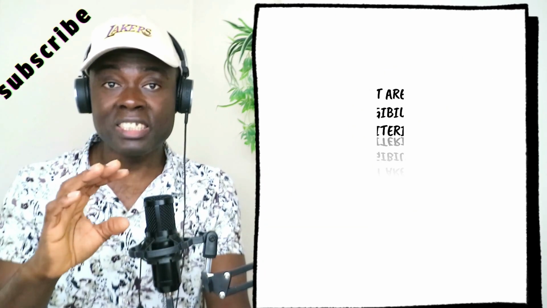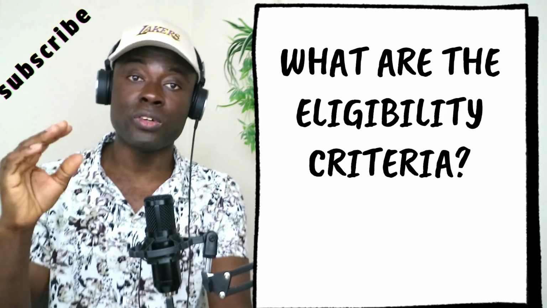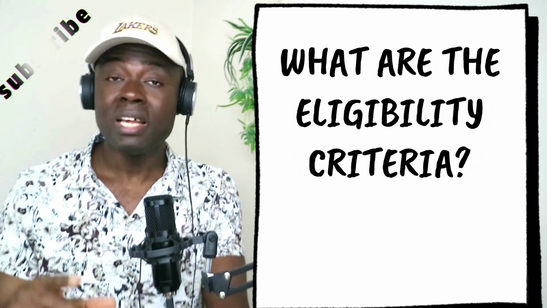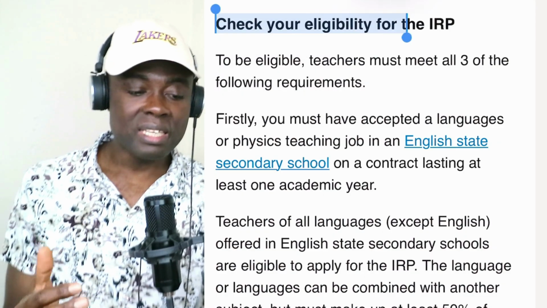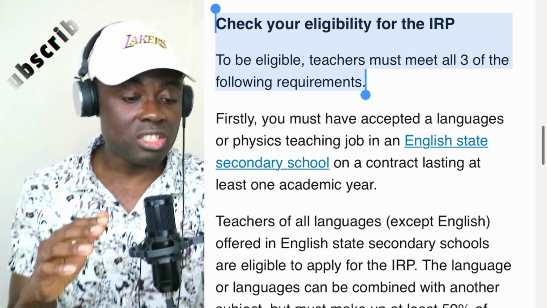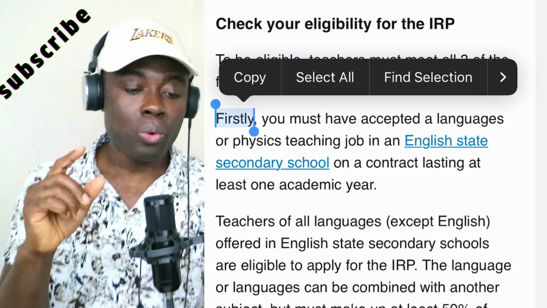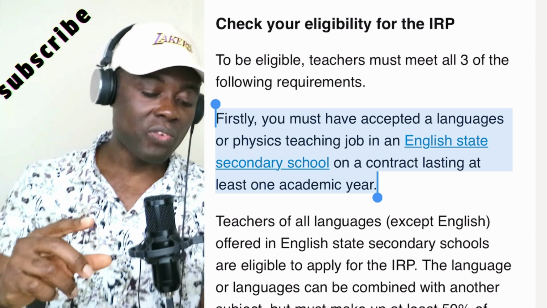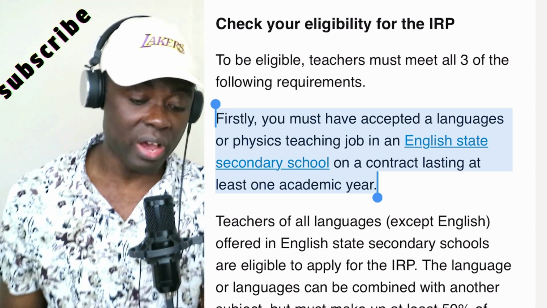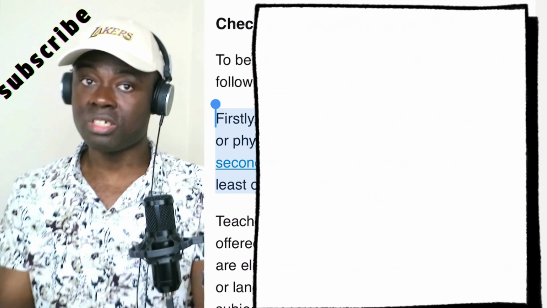Let's look at the eligibility criteria, and there are three main eligibility criteria for teachers who want to get this money. The first one is, firstly, you must have completed a languages or physics teaching job in an English state secondary school on a contract lasting at least 1 academic year. So from this first eligibility criteria, we can gather that they are looking for physics and languages teachers.